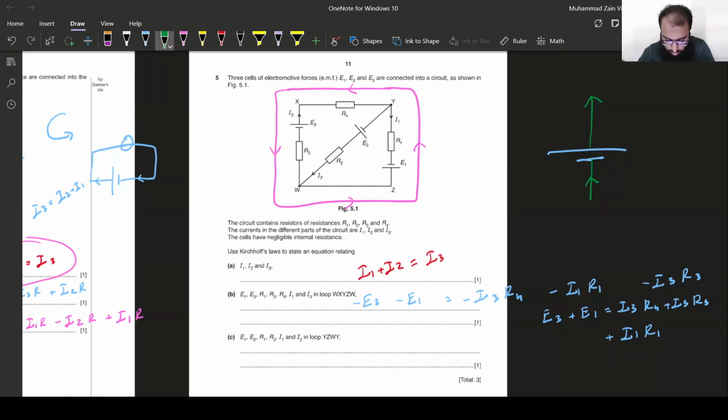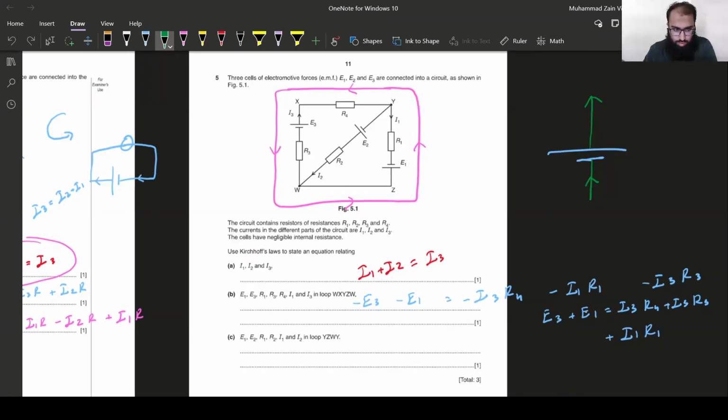Like I'm taking E3 as negative and E1 as positive. But E3 and E1 are both in the same direction, so both should have the same sign. Both should be negative or both should be positive. It depends on your sign convention.